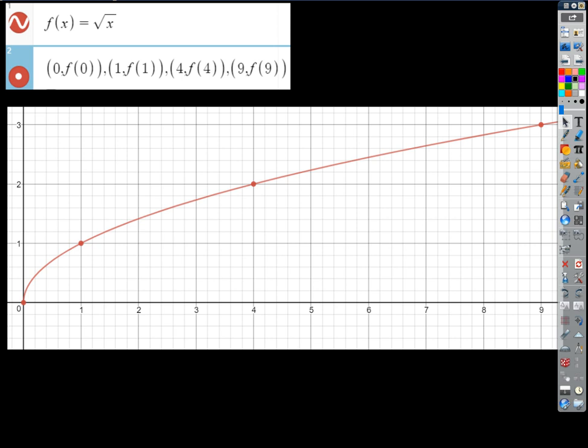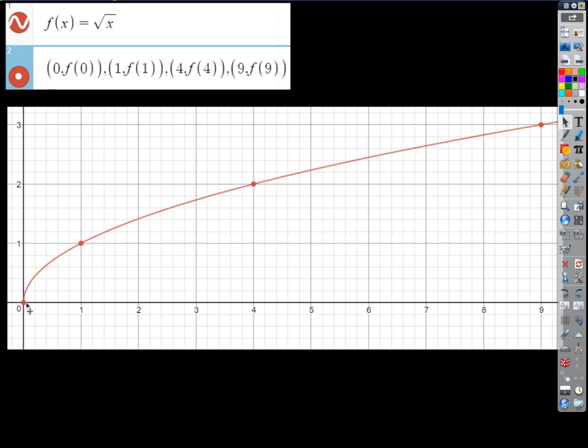Square root graphs always look like this. They have a starting point, and then they start steep, and they level off. That's what the parent graph looks like. Now, we can do stuff to that. We can reflect it and stretch it and translate it, do all that kind of stuff. But this is where we're starting with a square root parent function.